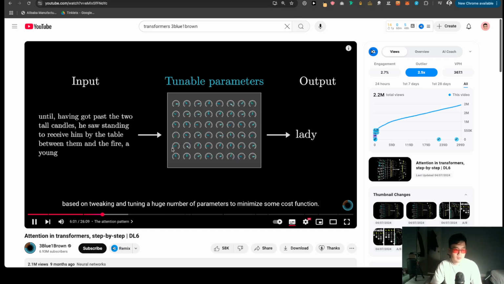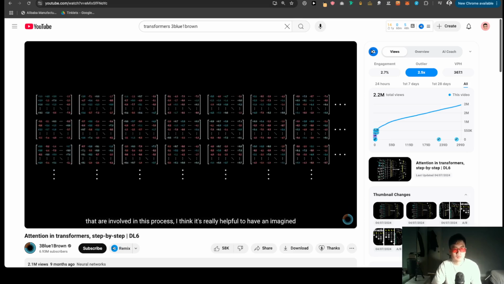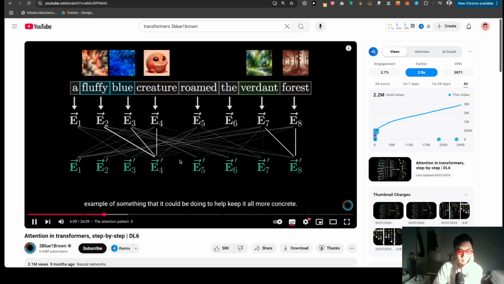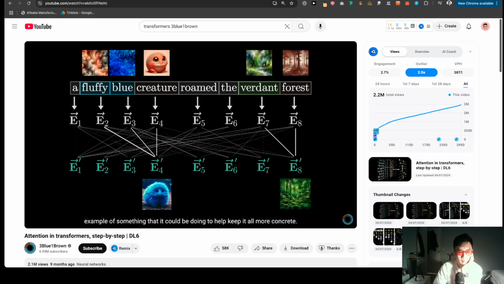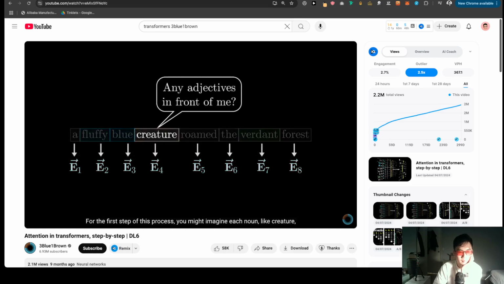to minimize some cost function. It's just that as we step through all of the different matrices filled with parameters that are involved in this process, I think it's really helpful to have an imagined example of something that it could be doing to help keep it all more concrete. For the first step of this process, you might imagine each noun, like creature, asking the question, "Hey, are there any adjectives sitting in front of me?"